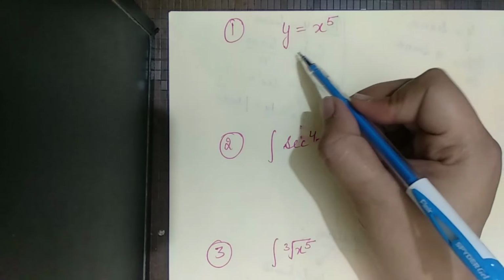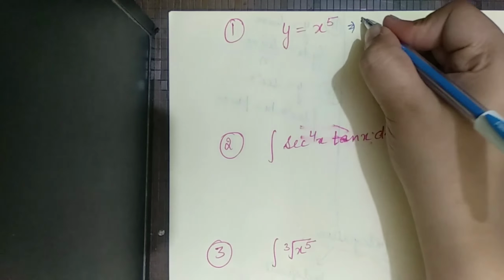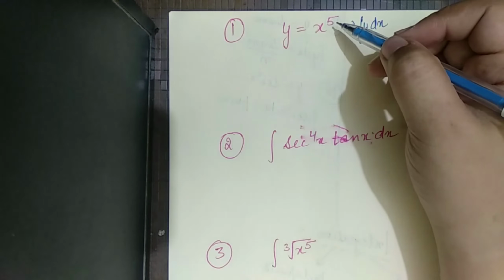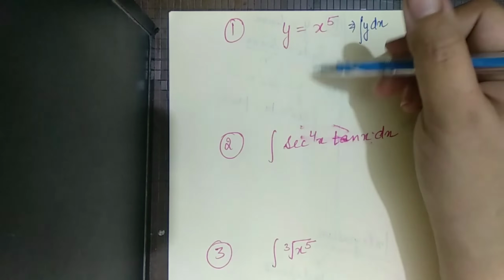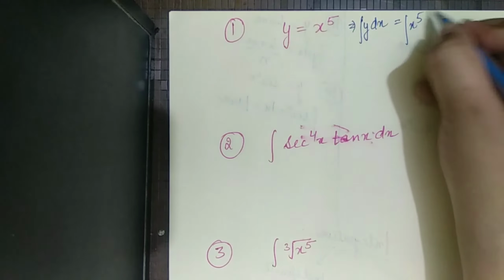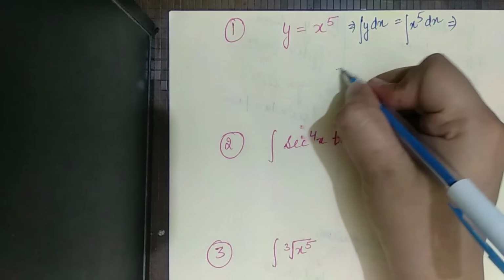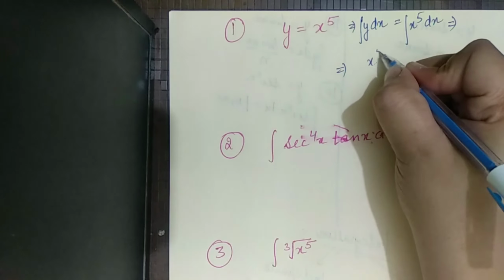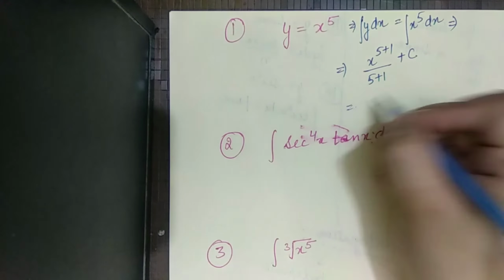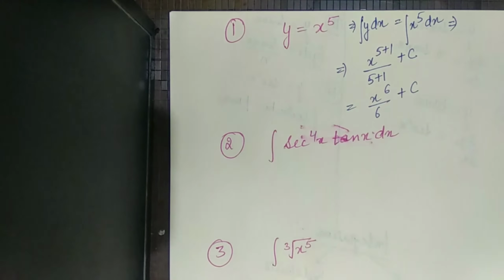So the first question is y equals x raised to power 5. What we need to do is integrate it, right? And what kind of integration is this? This is an indefinite integral because the limits are not defined, that is, from where to where we have to find it. So integral of x raised to power 5 dx. This is a kind of integration of x raised to power n, so we write x raised to power n plus 1 divided by n plus 1, plus c. So x raised to power 6 divided by 6 plus c. This is the answer, right?